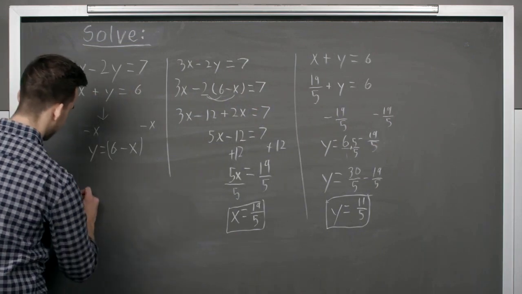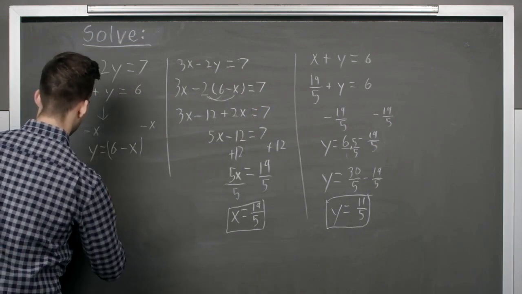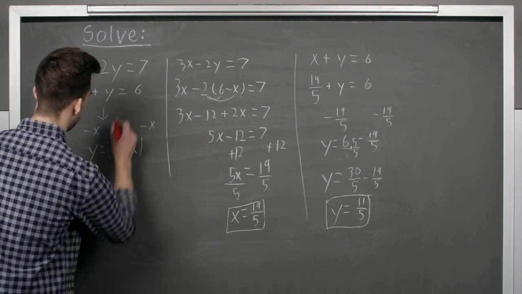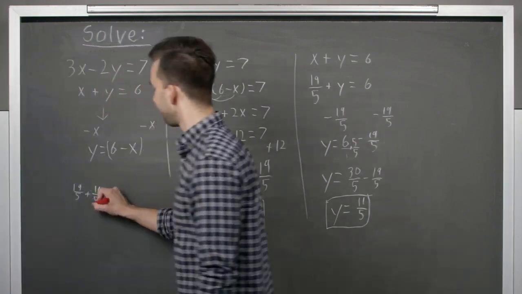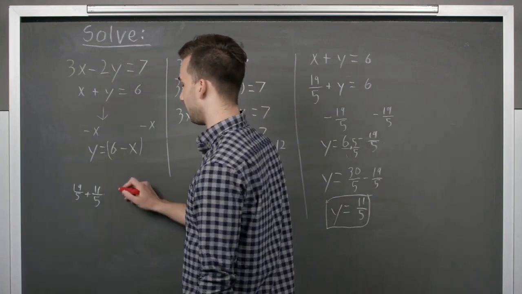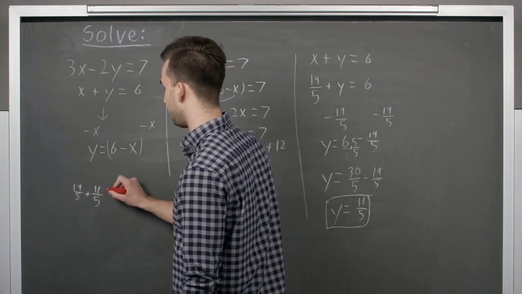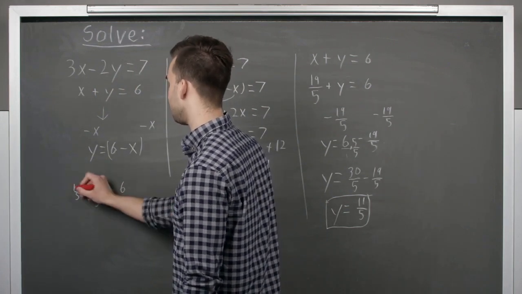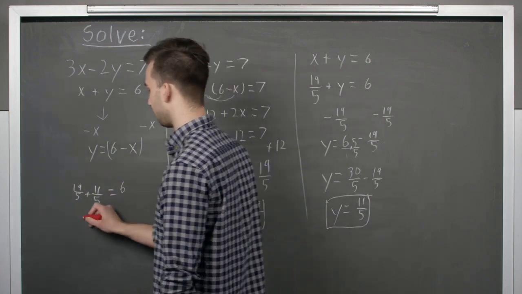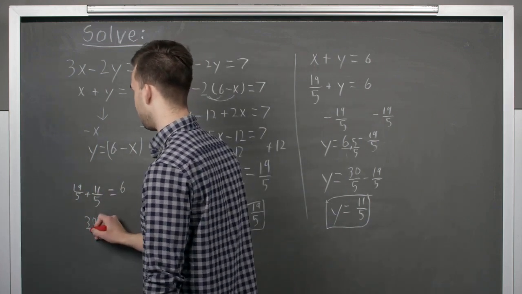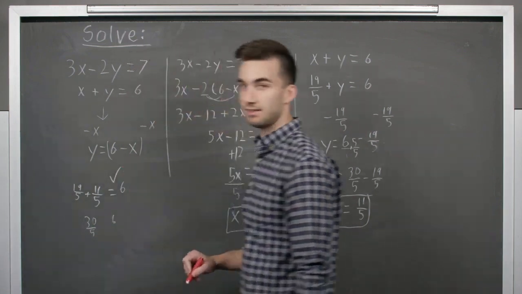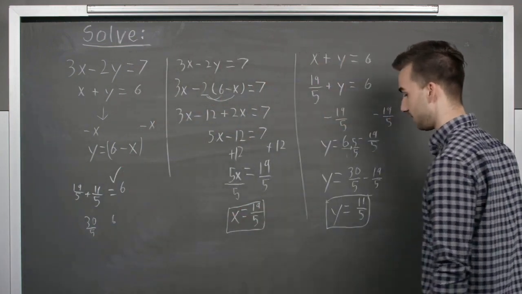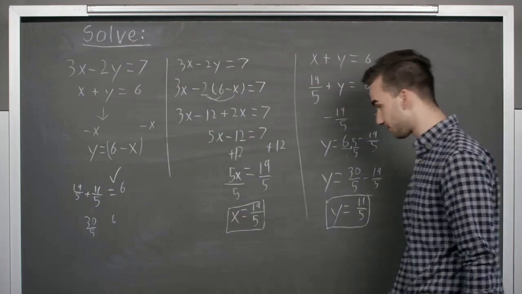So if we did our x value, which is 19 over 5, plus our y value, which is 11 over 5, that should give us 30 over 5, which is 6, right? So 19 plus 11 is 30 over 5. What's 30 divided by 5? That is 6. So it does check out, and we did the math correctly in this example.